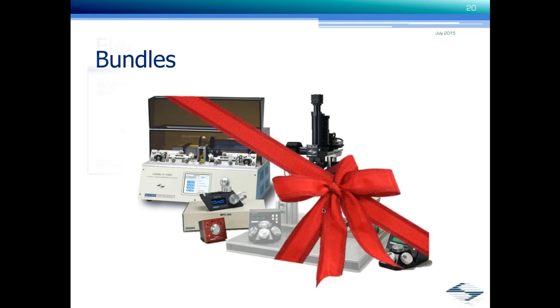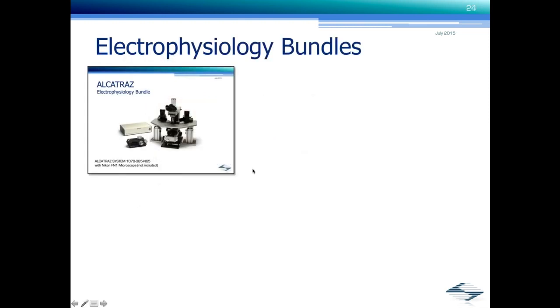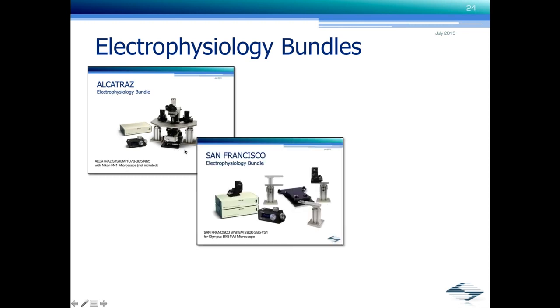A while ago, we introduced a number of electrophysiology bundles. And I just briefly want to show them here. The Alcatraz is a bundle with a fixed stage, manipulators on top of that fixed stage, and a microscope translator. And the microscope obviously is not included here. The San Francisco bundle consists of a microscope translator and gantry stands as opposed to a fixed stage, also a stand for the recording chamber here.